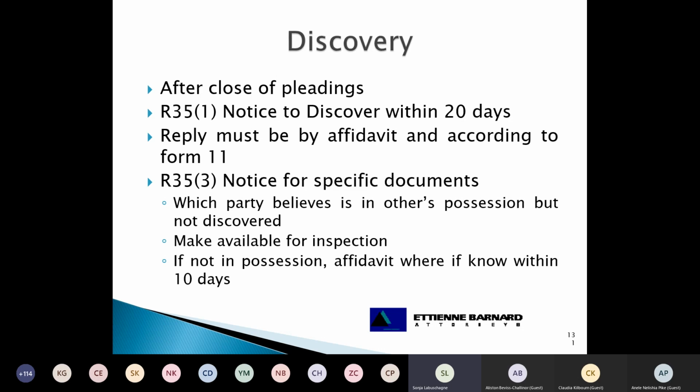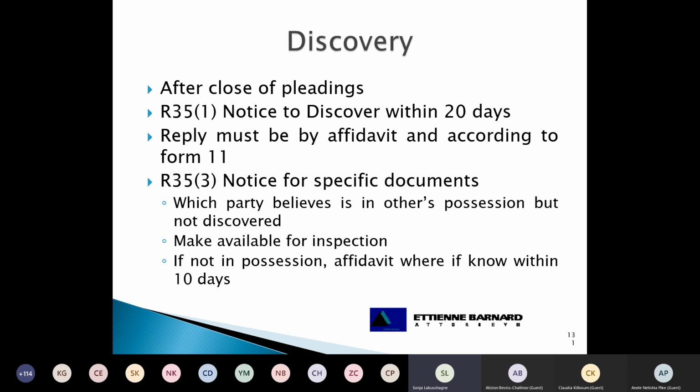But also keep in mind, when you communicate with people and you send an email with a document attached, a lot of this information actually goes with that document, and the other side will be able to access it if they want to. So you ask for your discovery within 20 days of the close of the pleadings, and then they reply by way of affidavit.